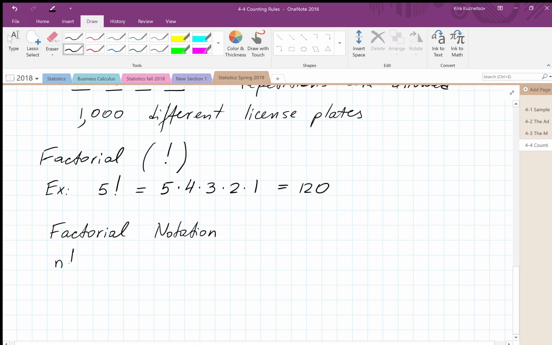If you have a number that has an exclamation next to it, what we mean is we take that number, subtract 1 from it, multiply, subtract 1 from it, multiply, all the way until you get to a 1. Few rules: 0 factorial is 1.